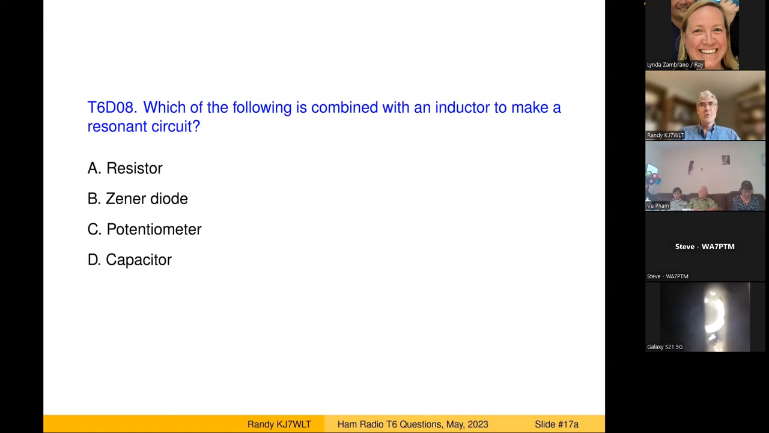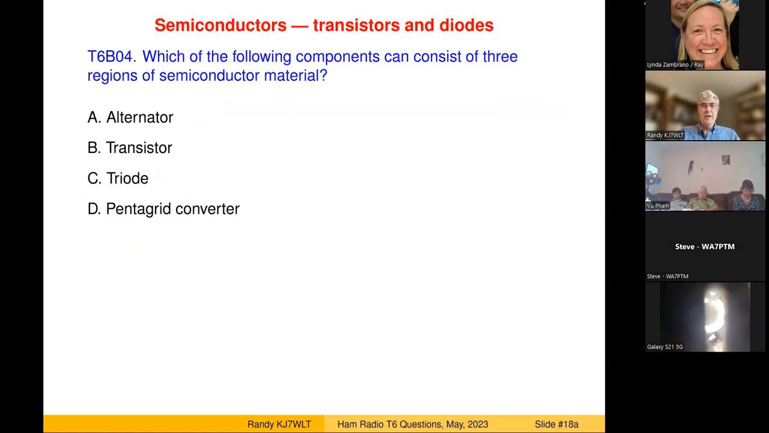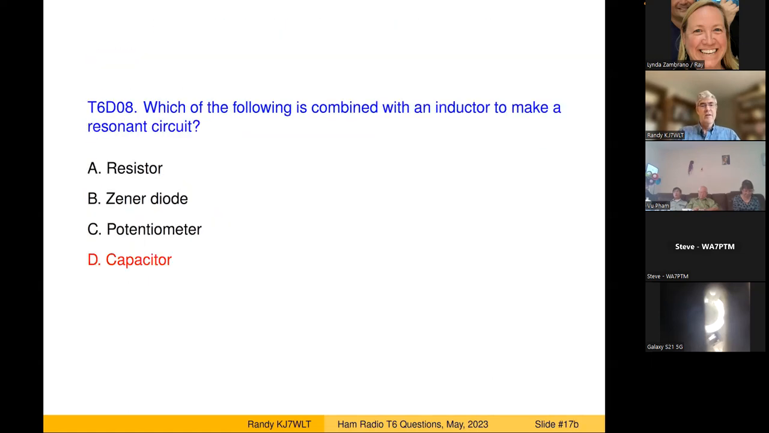This is a variant of one of the previous questions. Which of the following is combined with an inductor to make a resonant circuit? Remember, there's two basic components, the inductor and the capacitor. Okay, so those are all of the questions really that relate to these resonant circuits and the capacitors, conductors, inductors, resistors. So are there any questions about any of that material before we go on?